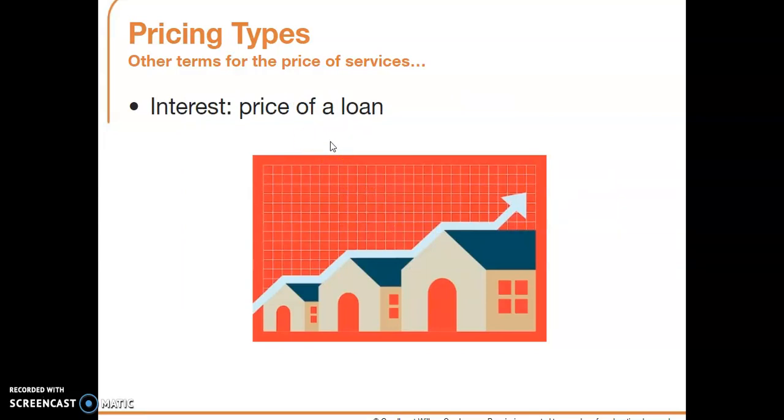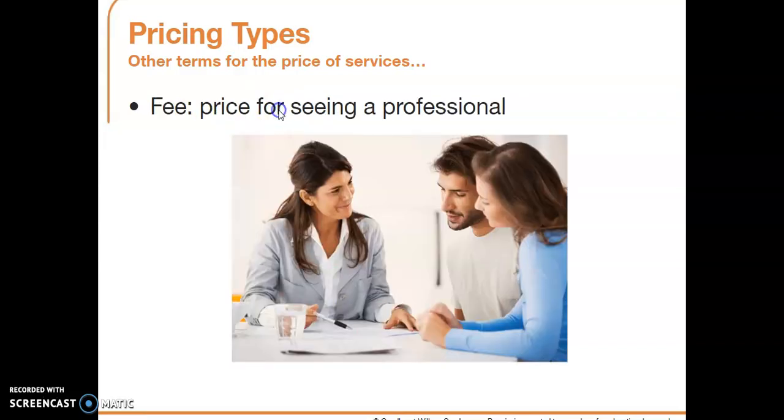Interest is sometimes hard to understand, but if you have a credit card, you would pay interest on any balance that you wouldn't pay. So if your interest is 17%, then whatever your balance was on the credit card, you would pay 17% in addition to the cost of whatever you had on your bill. So that would be interest.